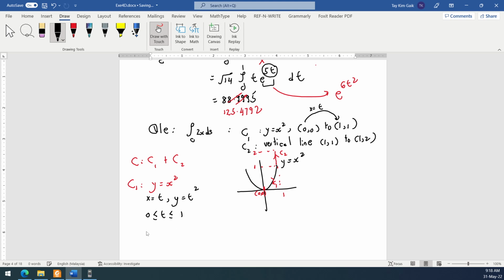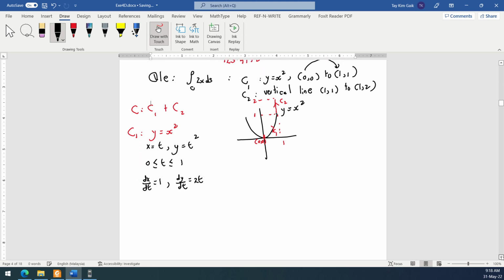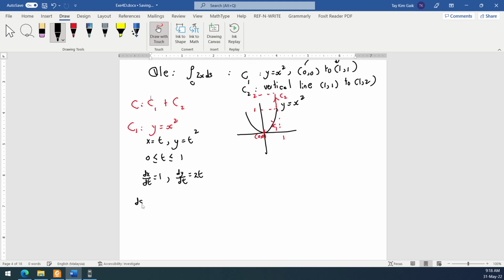Then you can find dx/dt is 1 and dy/dt is 2t. Then you can find ds for curve C1. ds is the square root of (dx/dt) squared plus (dy/dt) squared, with dt outside the square root. (dx/dt) squared is 1 and (dy/dt) squared is 4t squared. Then dt outside. This is curve C1.